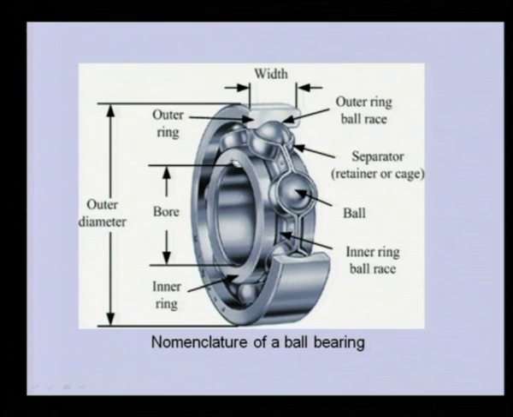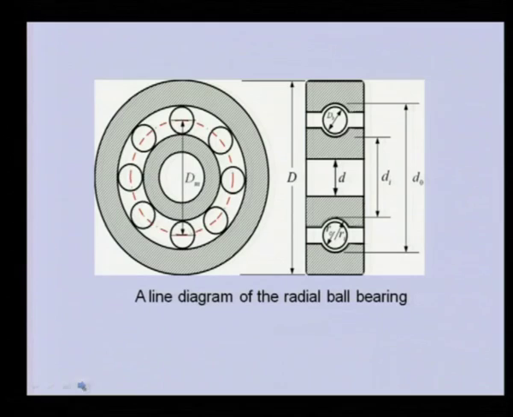And there are other dimensions like the bore, where the shaft will go, or the outer diameter. So the housing dimensions we need to make of this size so that the bearing can go in the housing. This is the width of the bearing. So this is the basic nomenclature of the ball bearing.